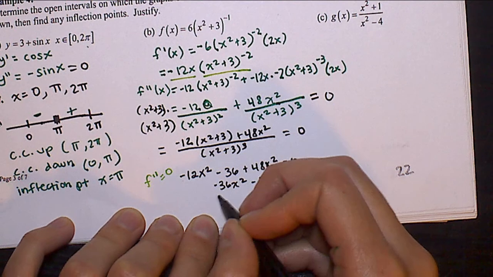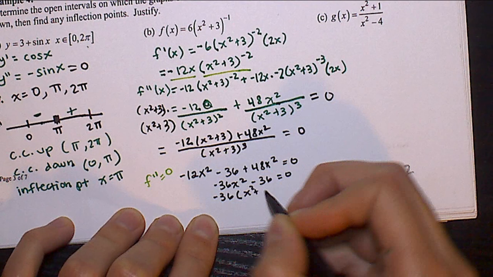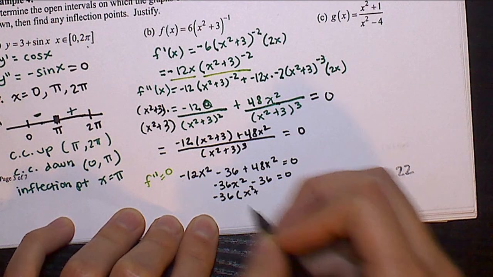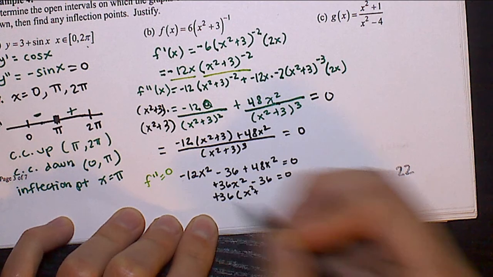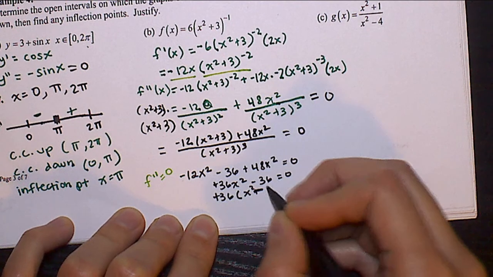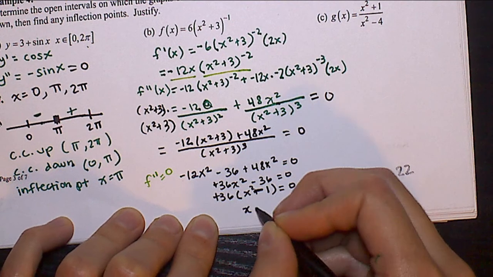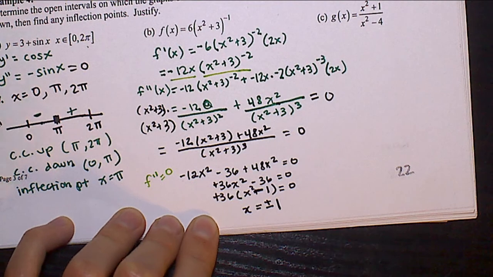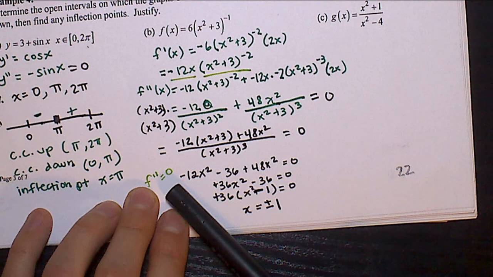Factor out negative 36, you get x squared plus, oh no, this shouldn't be negative. That's positive, so this is positive as well. So then I get x squared minus 1 equals 0. So the x values are plus or minus 1. Okay, so this is where f double prime equals 0.